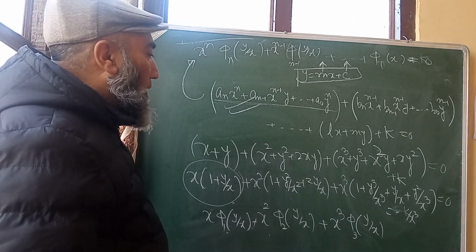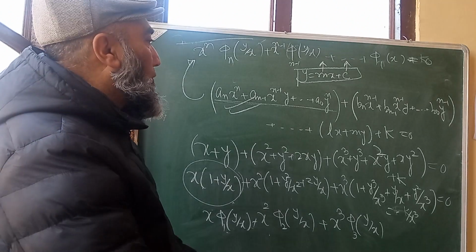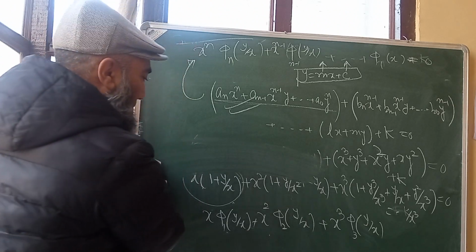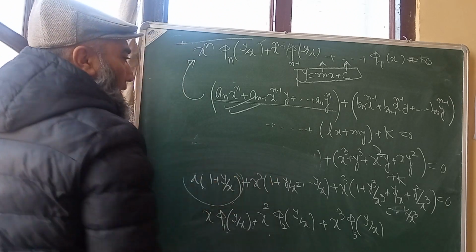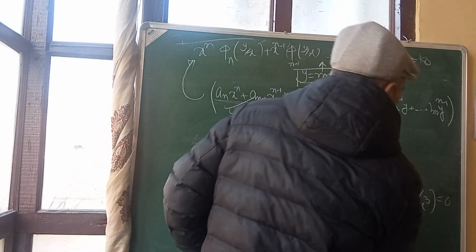Okay. Now, what is the method of finding asymptotes? I will just be letting you know about that. Okay, let me keep it like this. You see, you have an nth degree equation.